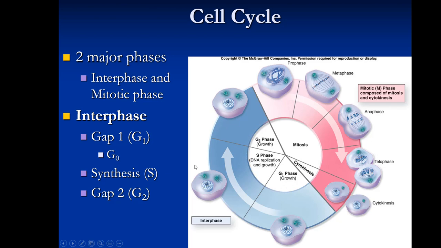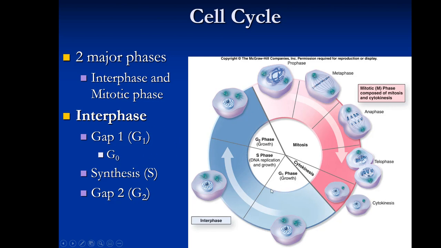G stands for gap or growth. And so G1, not a whole lot's going on. The cell's just growing. It's doing its everyday activities. Then when you enter the S phase, this is important because the DNA inside the cell is replicated. So DNA is replicated. You make a copy of it. And then you go into a G2 phase, or second growth phase, where not a whole lot else is going on other than cell growth. And so that's it for interphase.